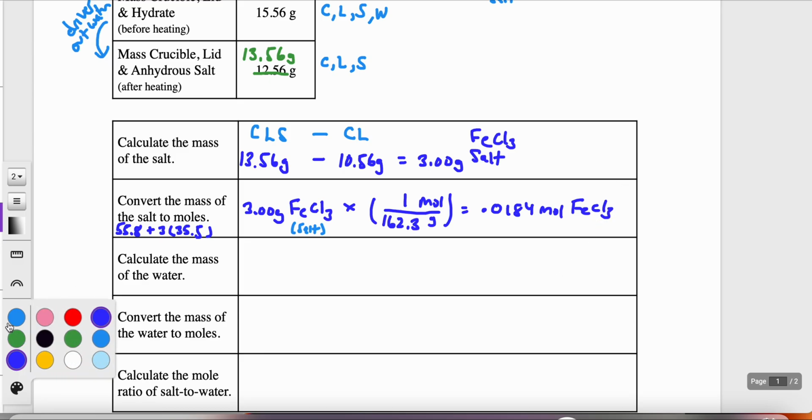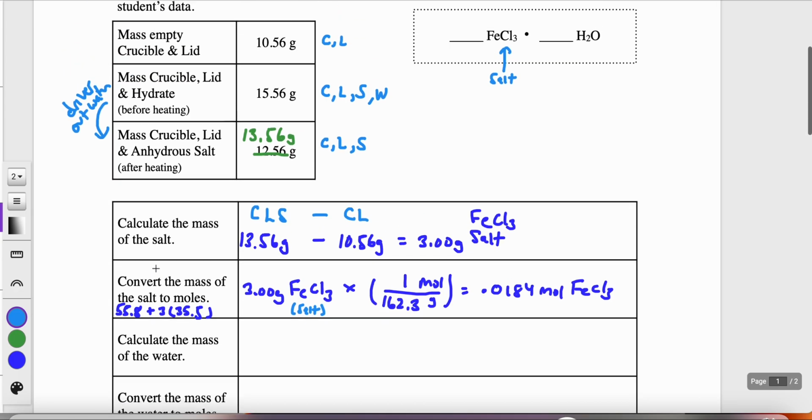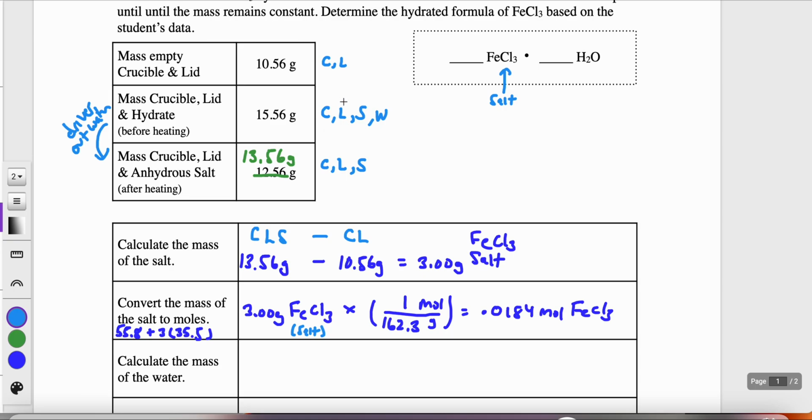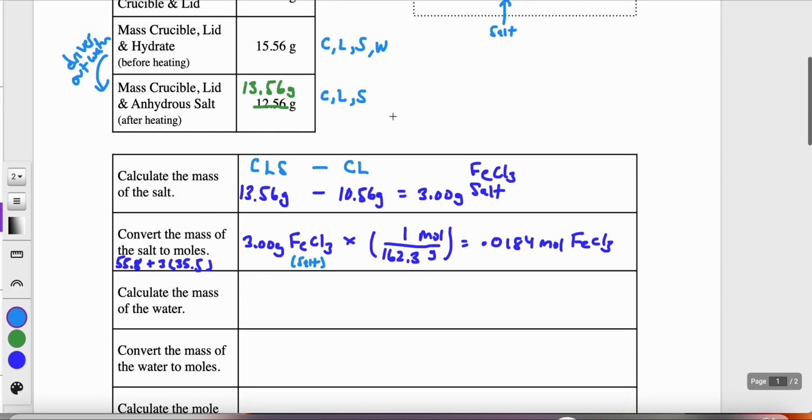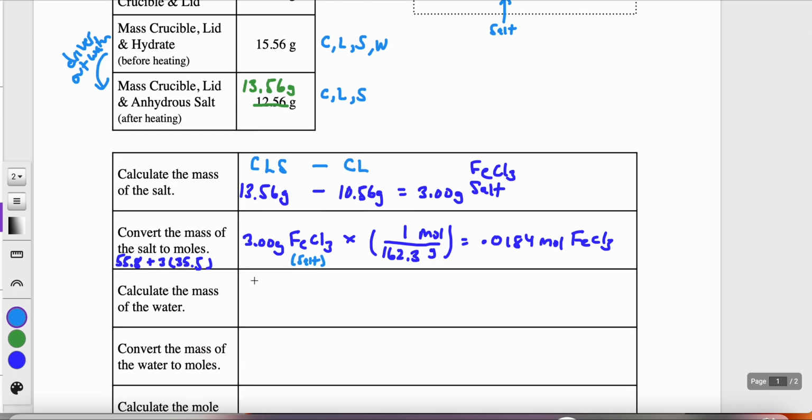My next question asks me to calculate the mass of the water. So when I take a look up here, the only piece of data that contains the water is the one with the hydrate, the crucible, lid, salt, and water. It's the only piece of data that has the water present in it. So the crucible, lid, salt, and water. I want only the water to be present when I'm done with the mass, so I need to remove the mass of the crucible, lid, and salt.